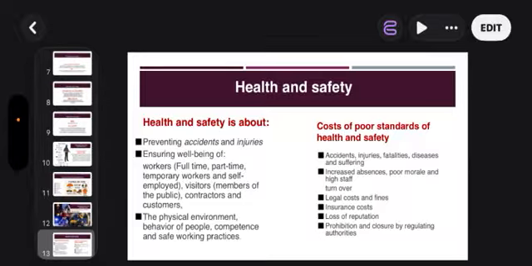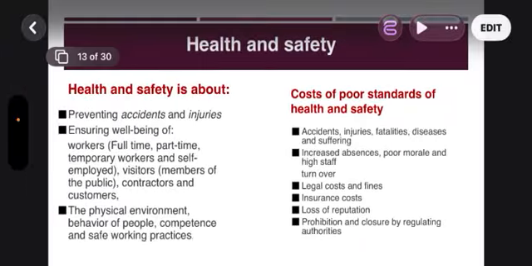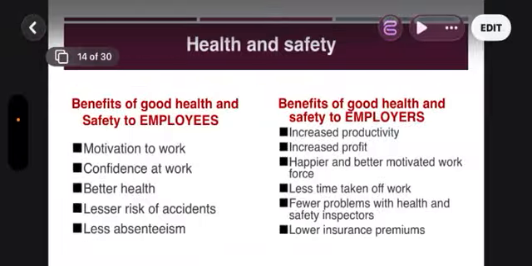It's very, very important. Cost of poor standard of health and safety. Look at what it costs. Accidents, injuries, fatality, diseases, and suffering. Increased absence, poor morale, and high staff turnover. Legal cost and fines. Insurance costs, loss of reputation, prohibition and closure by regulatory bodies. These are the costs of it.